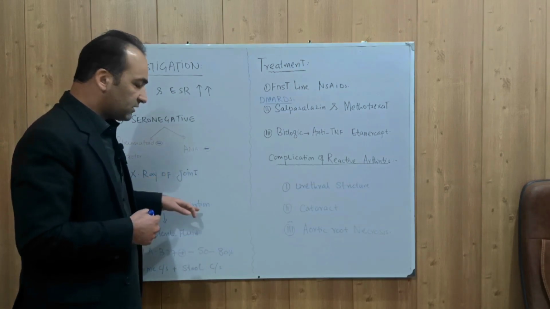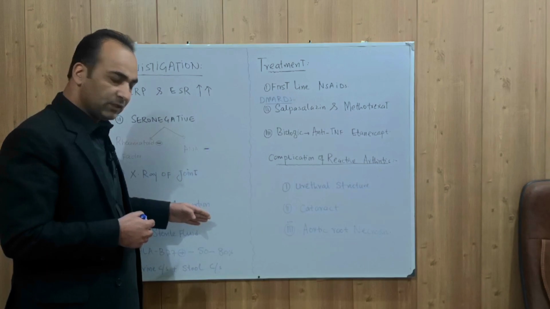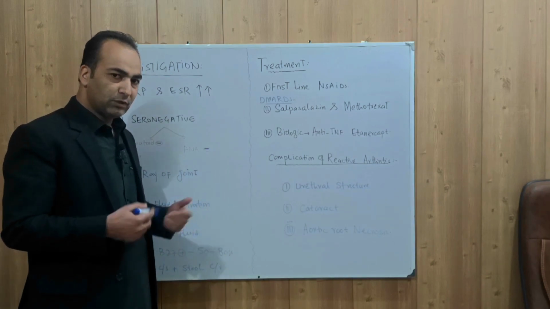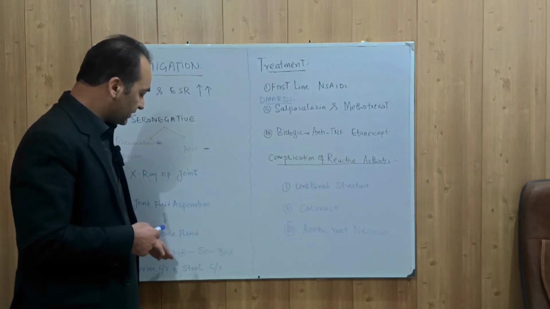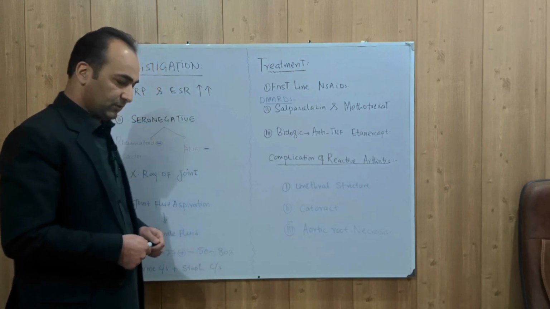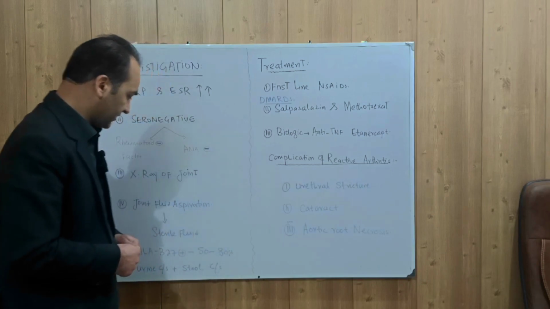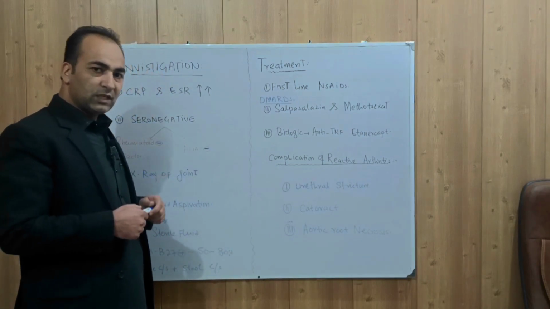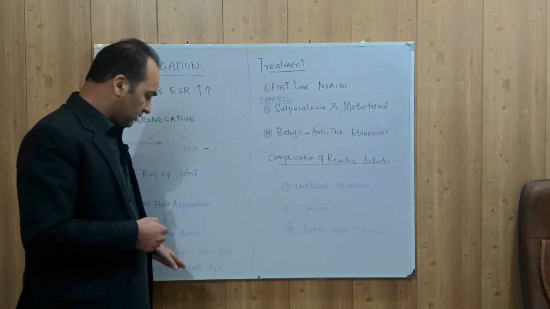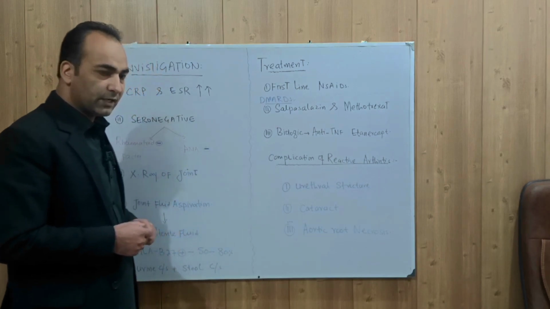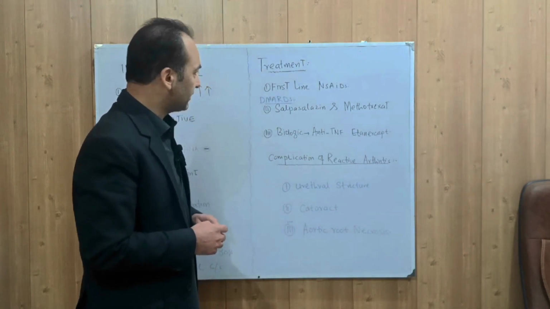And as we know that this is not an infective arthritis, so if you take fluid from the joint, there will be no organism. The fluid will be sterile. And we also know that reactive arthritis is an HLA-B27 positive condition. It is positive in 50 to 80% of the cases of reactive arthritis. We can also do culture of urine and culture of stool to look for the active organism.